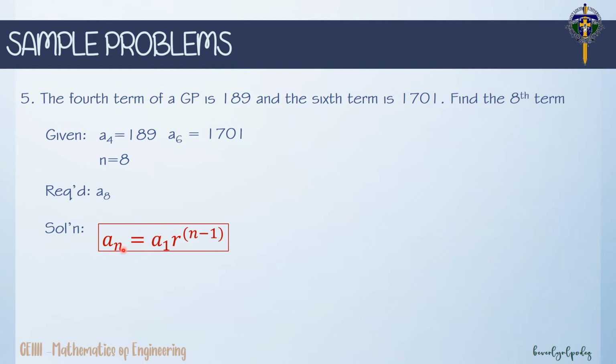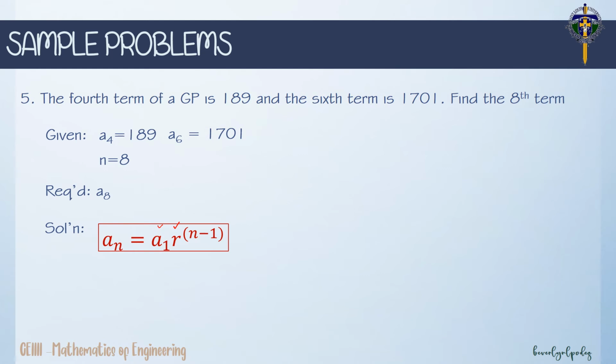So, solution. We have here our equation in solving the nth term of a geometric progression, but obviously we cannot directly substitute in this equation. That is because we do not know the value of the first term. We do not know also the value of the ratio. So we have to think of other ways to solve for the ratio, so that once we know the ratio, we can solve the other unknown values.